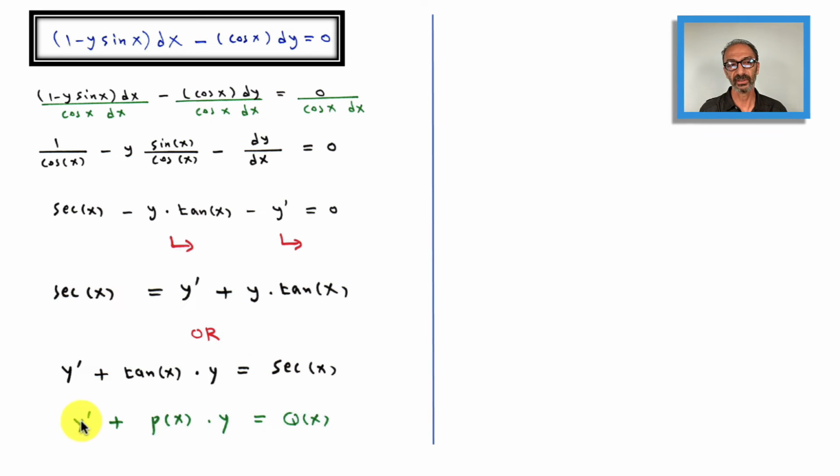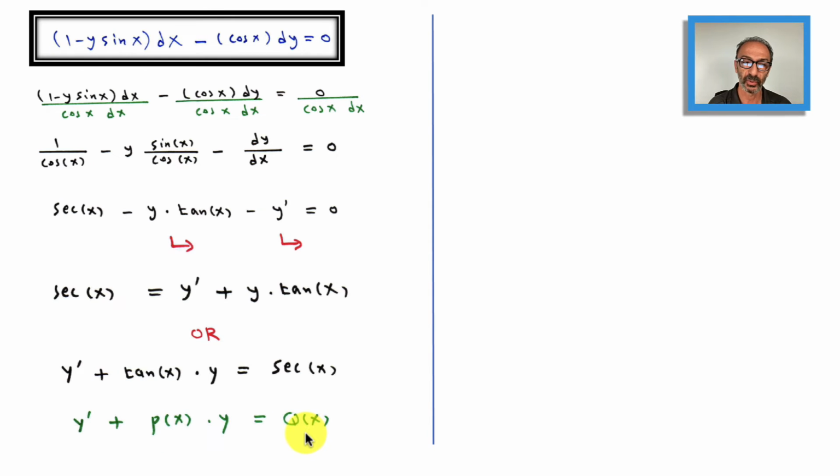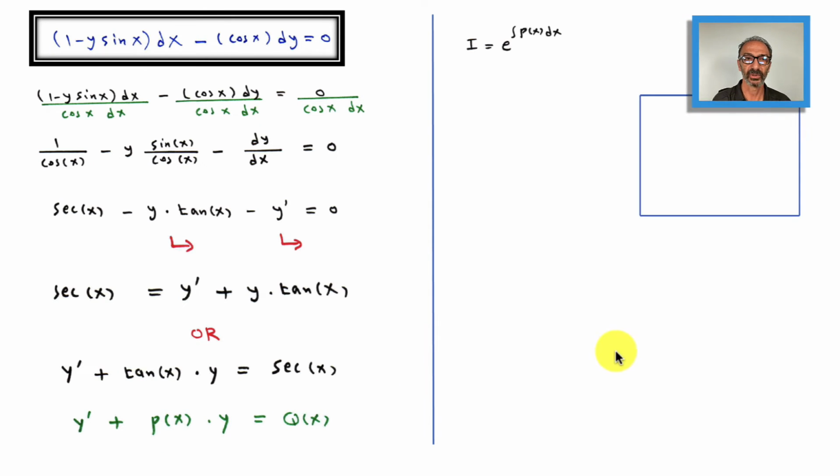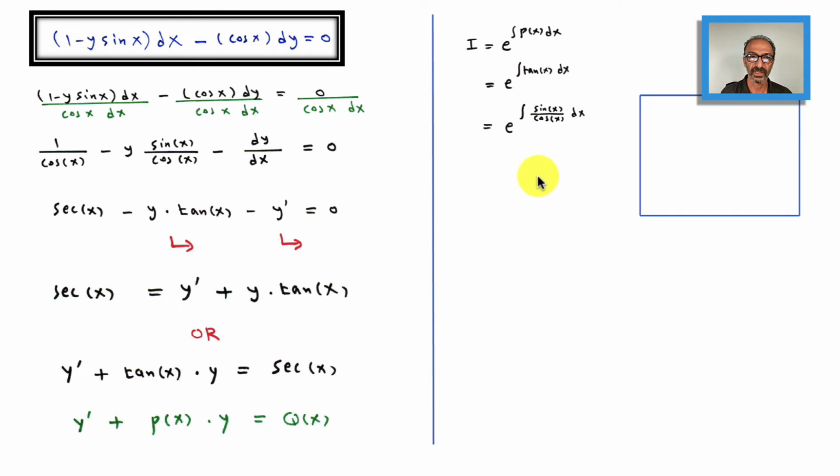Now, once we identify that it's a first order linear differential equation, we can identify p of x and q of x. We go after I, and we'll take care of it. It's right here. I equals e to the power integral of p of x dx, and p of x is tan x. But tan x is sine x over cosine x. With that, we need to use u substitution.